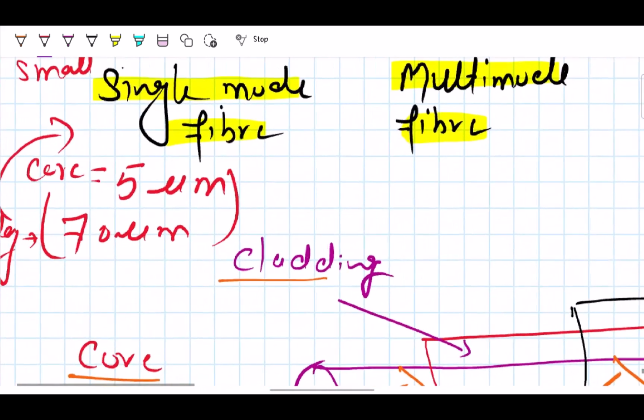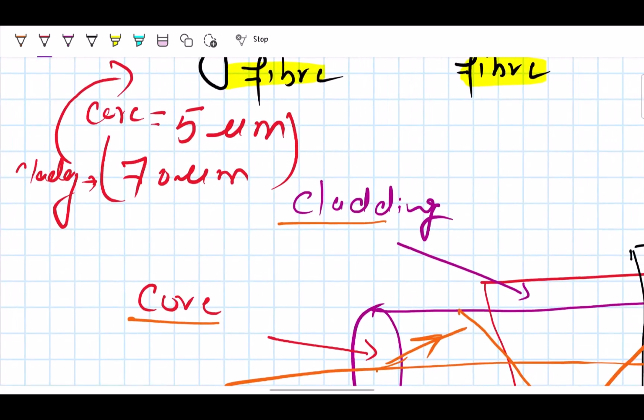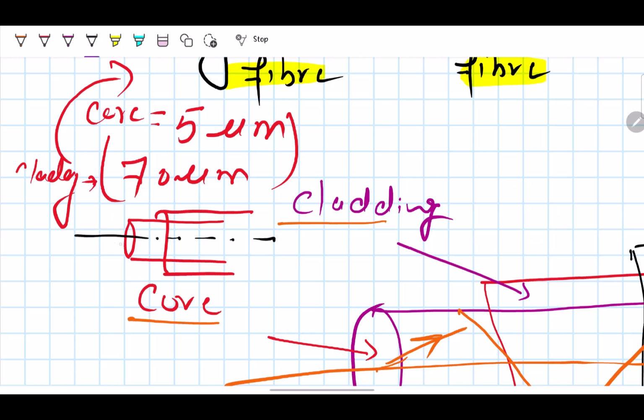If we want to draw the diagram of single mode optical fiber, this is the core, okay, and this is the cladding, core and cladding, and then you have the axis of optical fiber, and light is transmitting within the optical fiber.